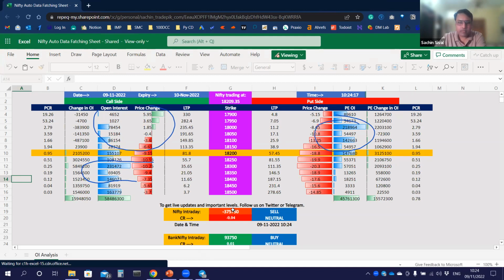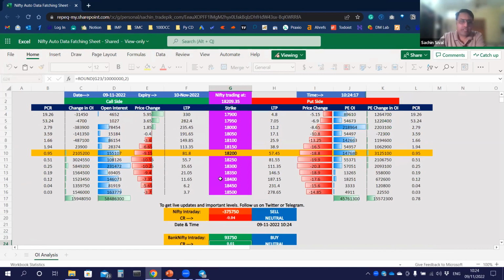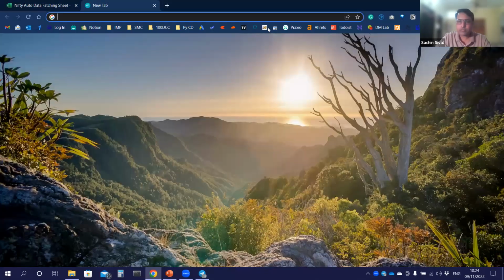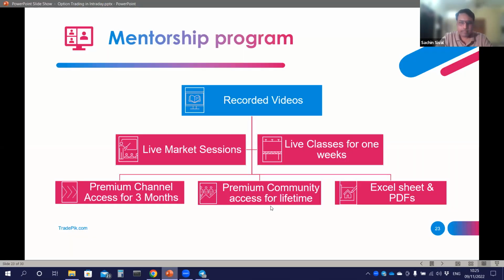And it is also giving the trend, whether it is neutral, or you can say bullish or bearish. Based on this, we have some rules for which strike you need to buy or sell. So we will share those rules and the weekly strategies. So you will get all these.